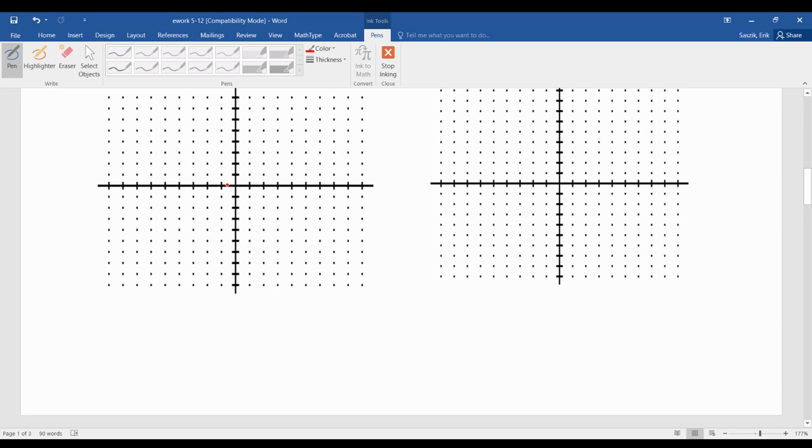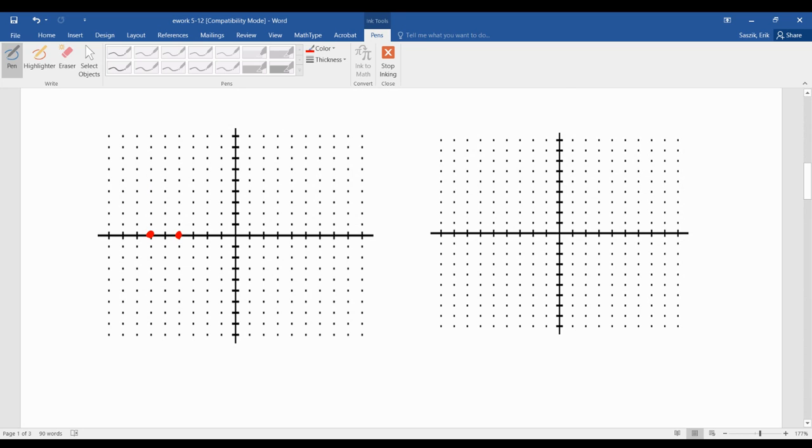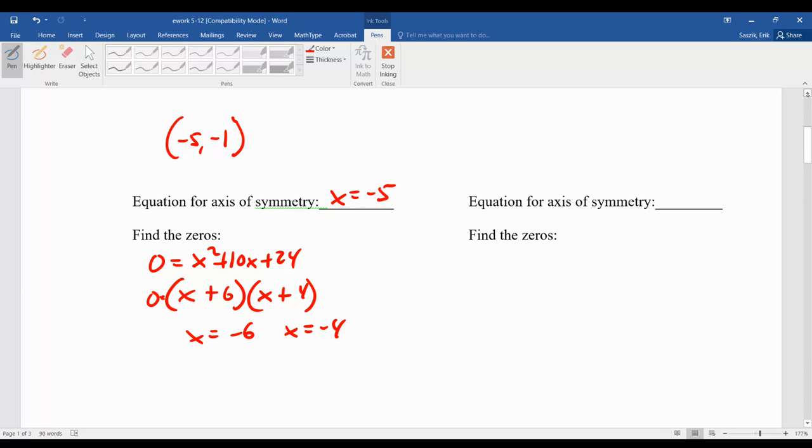Negative 6. 1, 2, 3. There's the negative 4. There's the negative 6. Remember, earlier we had found the y-intercept to be 0, 24. Well, that's going to be super high off the graph, so don't worry about that. Okay? The vertex was negative 5, negative 1. So we only have the y-intercept so far up there. We only have these 3 critical points, and that's okay. I mean, there is a fourth one, but it's just so high off the graph, we're not going to worry about it.